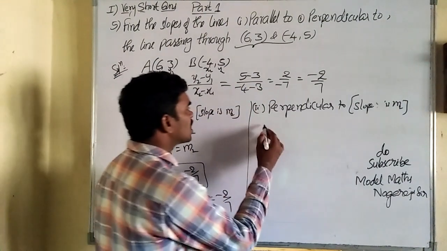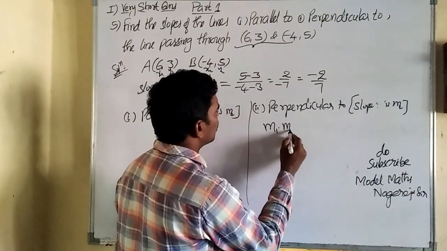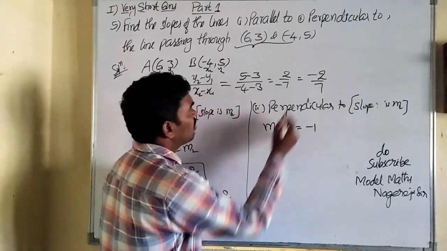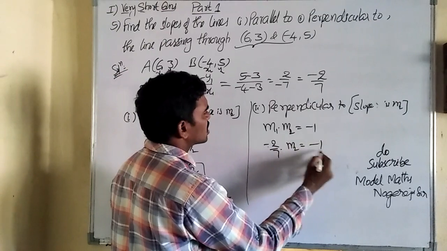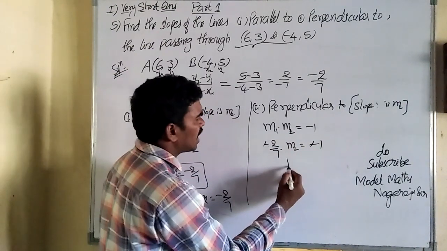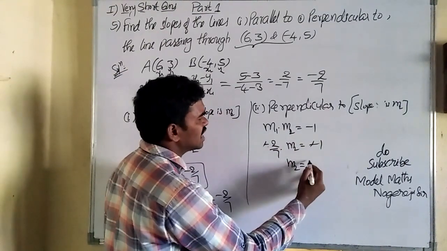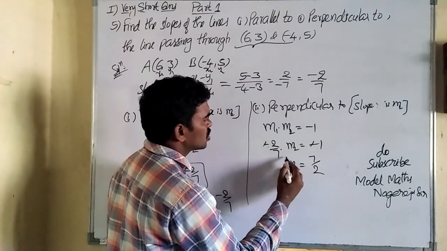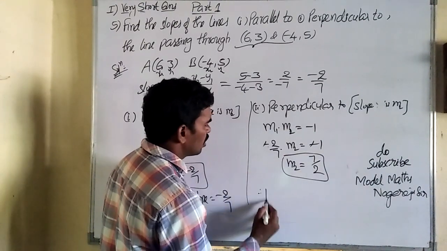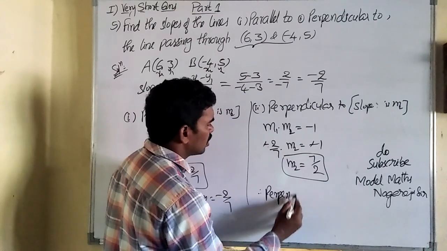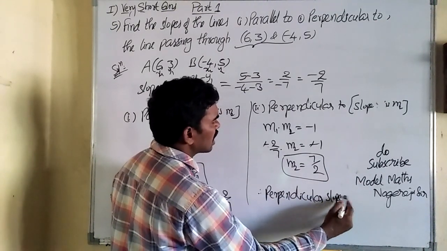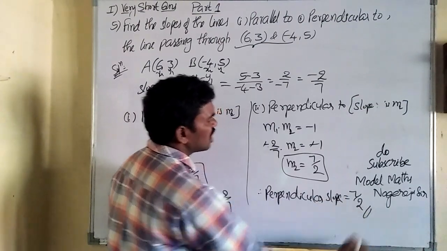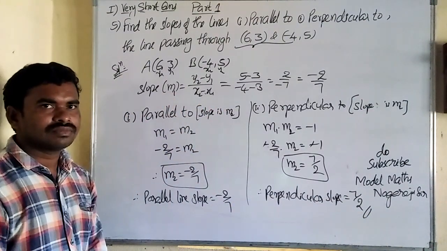And perpendicular means apply the condition m1 into m2 is equal to minus 1. m1, the given line, is minus 2 by 7, into m2 is equal to minus 1. Minus minus gets cancelled and m2 is equal to 2 by... sending to the right side becomes 7 by 2. So therefore the perpendicular line slope becomes 7 by 2, which is the answer. Is it clear?